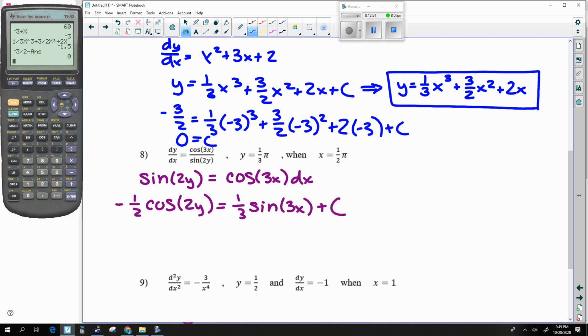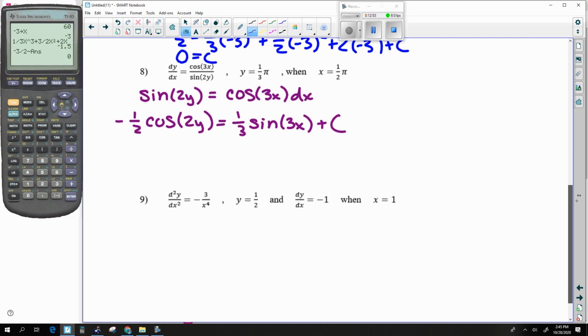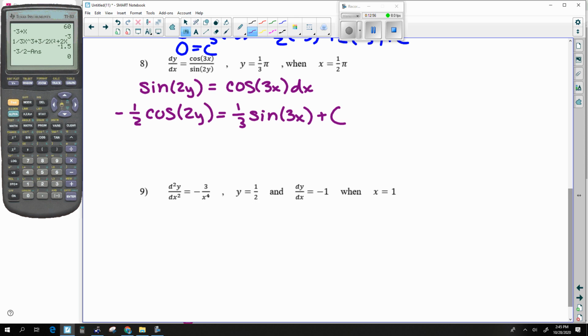All right, so again, soon as that c is established, soon as that c is created, go ahead, plug in your values, and see if you can get that thing to get out of there. See what it is. So here they give me a y of 1/3 pi. So this is going to be cosine of 2/3 pi. And x is equal to 1/2 pi. So this is 3 over 2 pi.